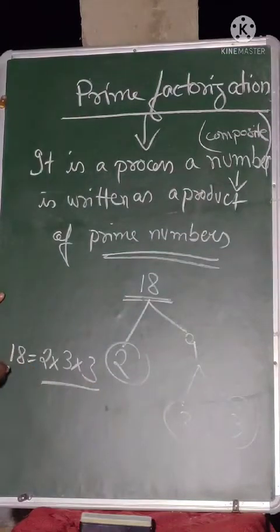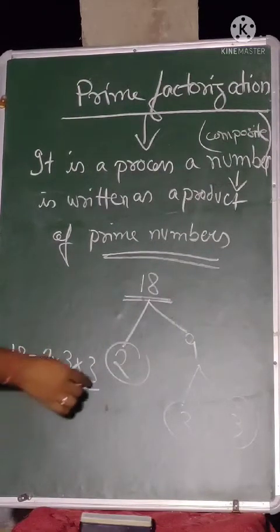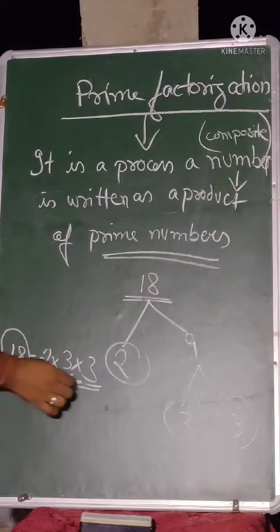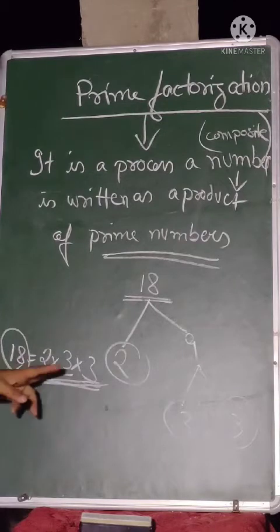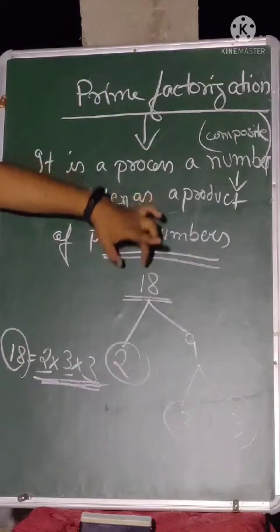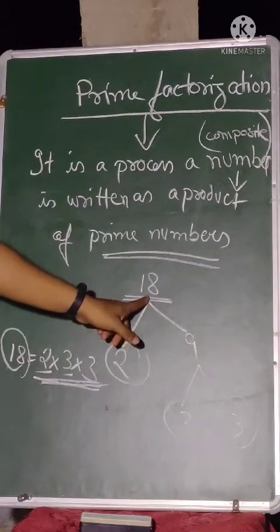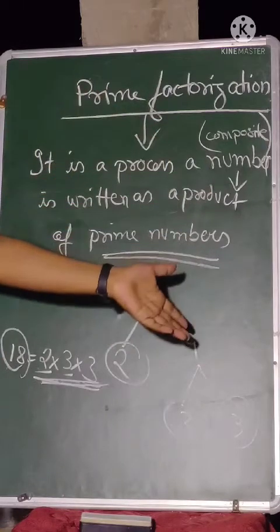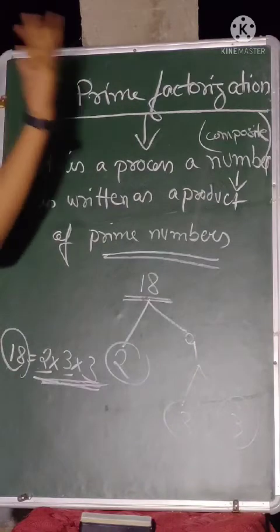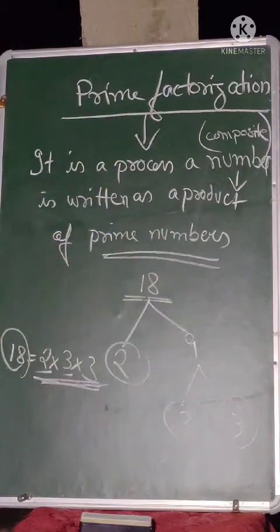Now you see, we have written 18 as the product of prime numbers. 2 is a prime number, 3 is a prime number, and this 3 is also a prime number. That is 2 into 3 into 3: 2 threes are 6, 6 threes are 18. When we write a composite number as the product of its prime numbers, that process is known as prime factorization.